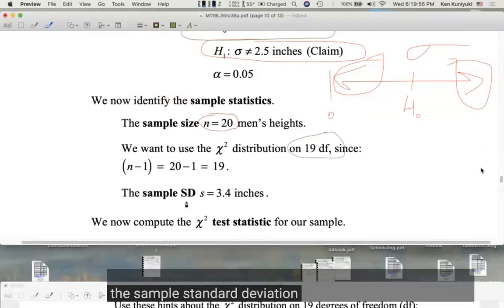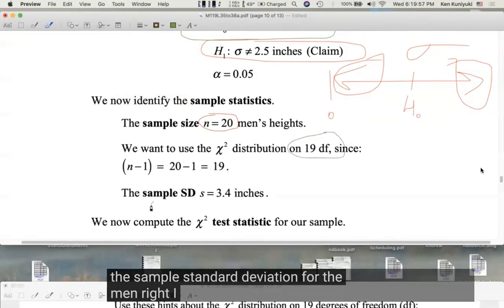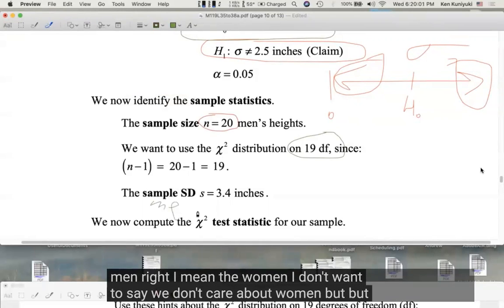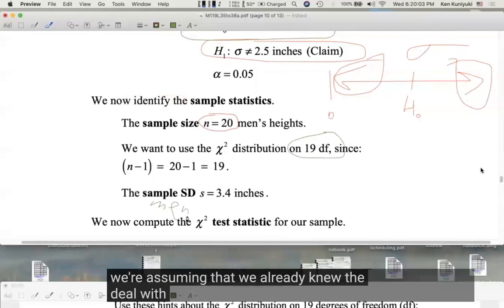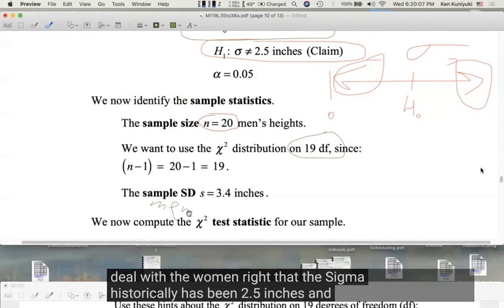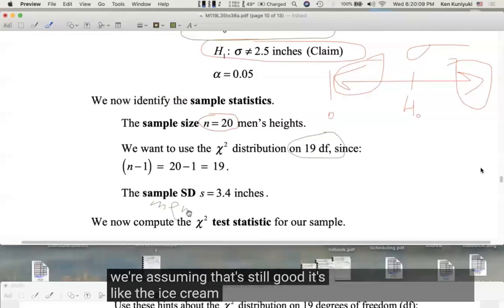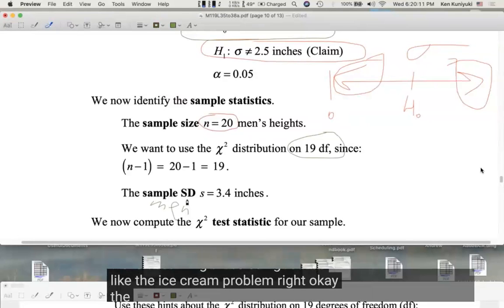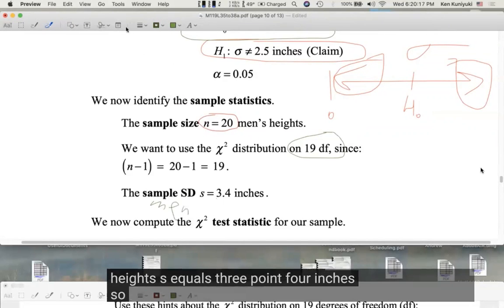The sample standard deviation for the men, right? I mean, the women, I don't want to say we don't care about women, but we're assuming that we already knew the deal with the women, right? That the sigma historically has been 2.5 inches, and we're assuming that's still good. It's like the ice cream problem, right? Okay, the sample standard deviation for the men that we've measured for their heights, s equals 3.4 inches.